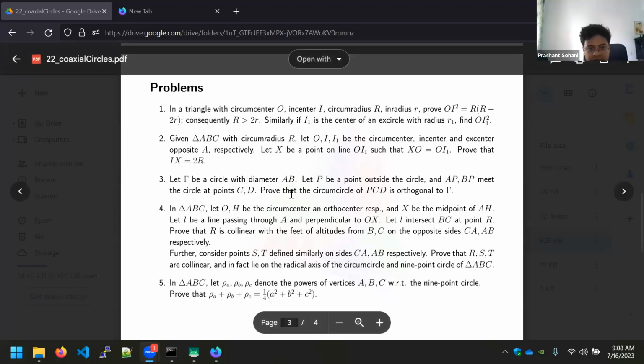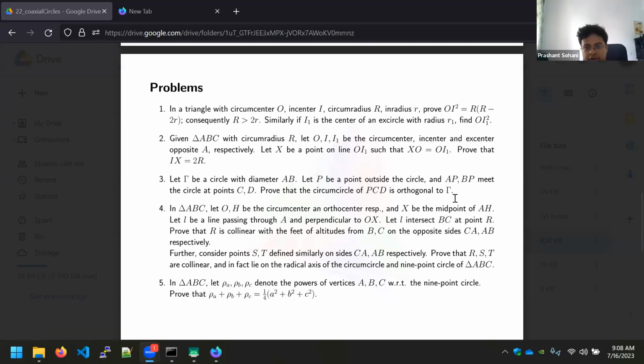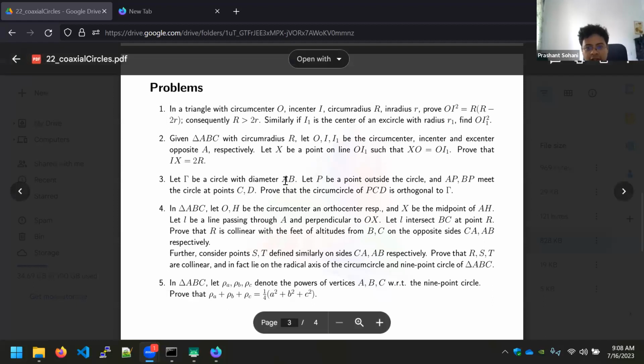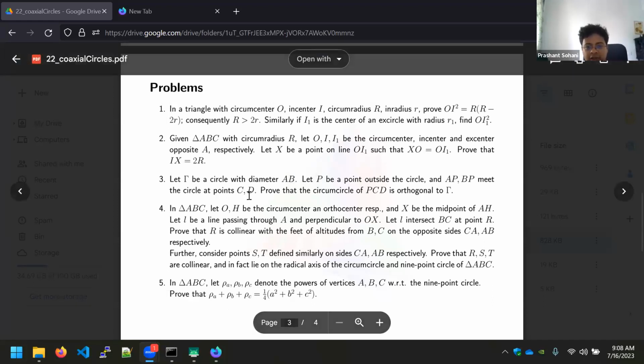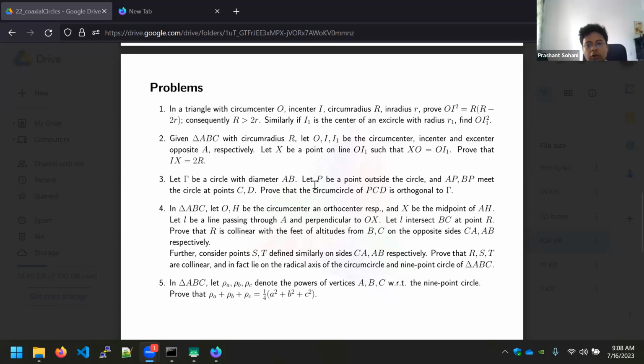Okay, now if you can see the screen, then question 3 is the one I'm talking about. So in our diagram, the labels are slightly different, but it's the same configuration. There is a circle with a diameter, and you take any 2 points on that circle, and we join them together. Or the reverse, you can start with a point outside the circle and you join it to the end points of the diameter. But basically, what we had found is that we get 2 orthogonal circles.